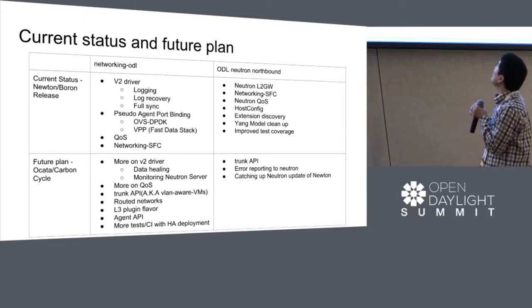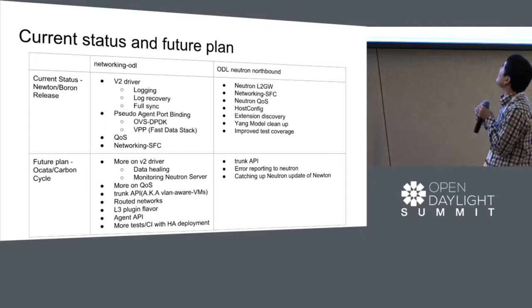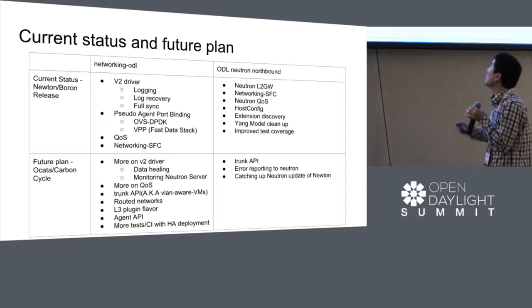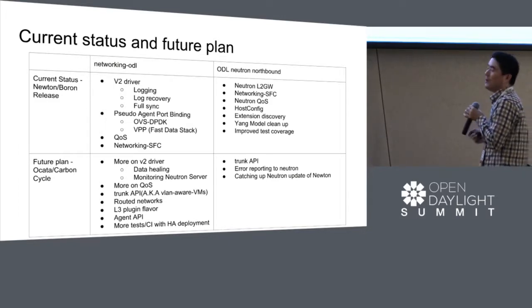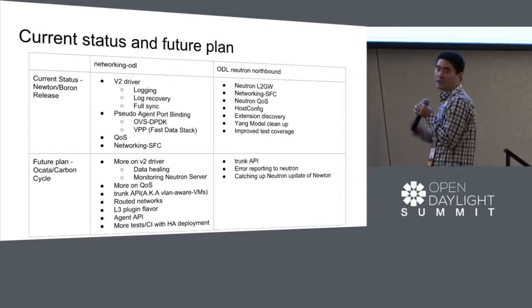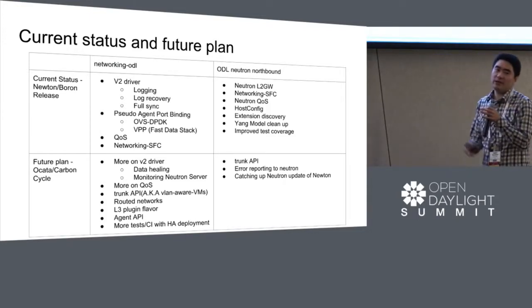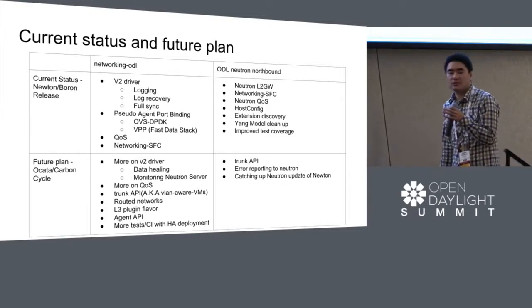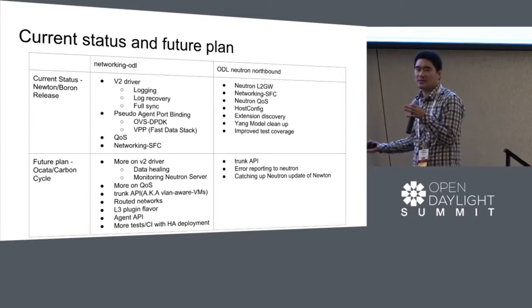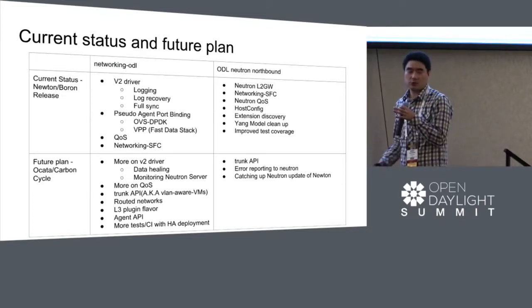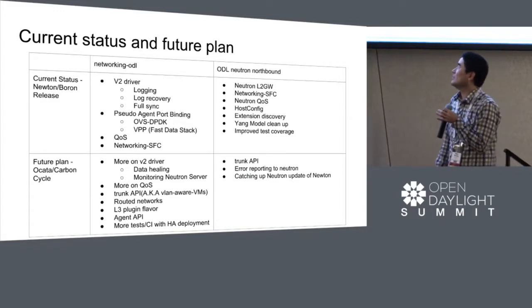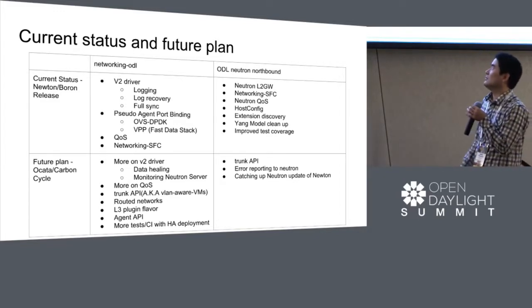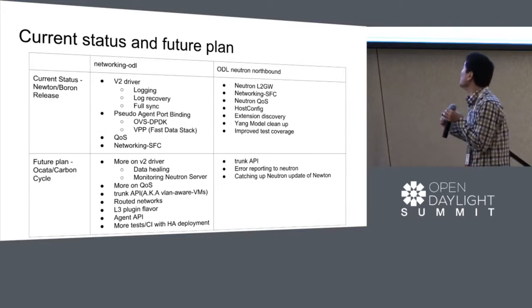On OpenDaylight, we have supported various new APIs like L2 Gateway, SFC, QoS, and so on. And in the future, OpenStack Neutron is a moving target. It is continuously gaining new functionality, so we'd like to keep up with it, and we'd also like to address more stability and so on.